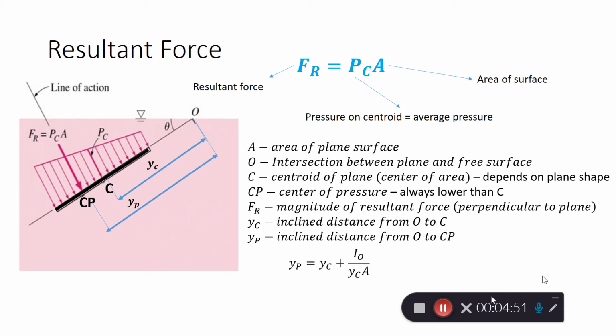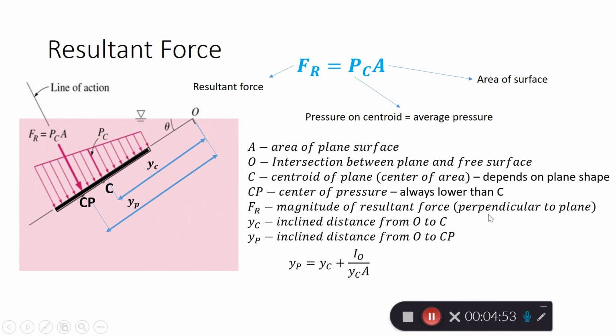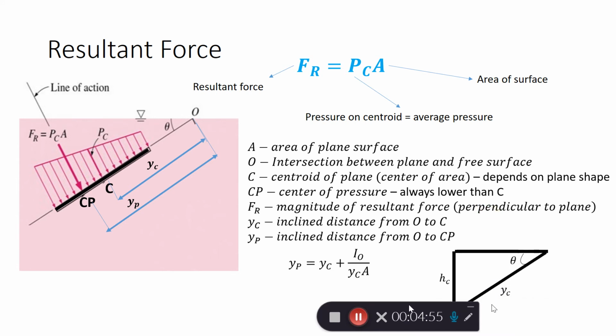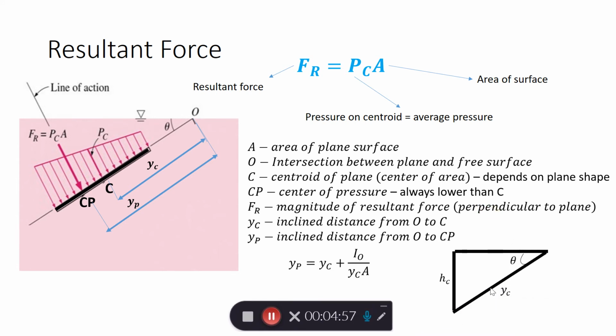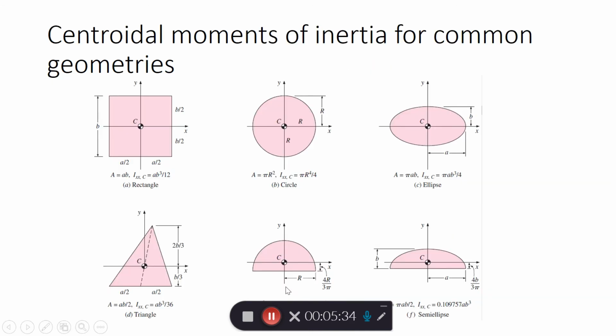But if ever you need to, the relationship between H and Y can be seen here in this triangle. Let's say this is YC. You have your YC here, and you have an angle here. So I'm going to put the angle here. You can easily find the vertical height, the equivalent height of this point C here, using this relation. Here you have the same moment of inertia information which you can refer to.